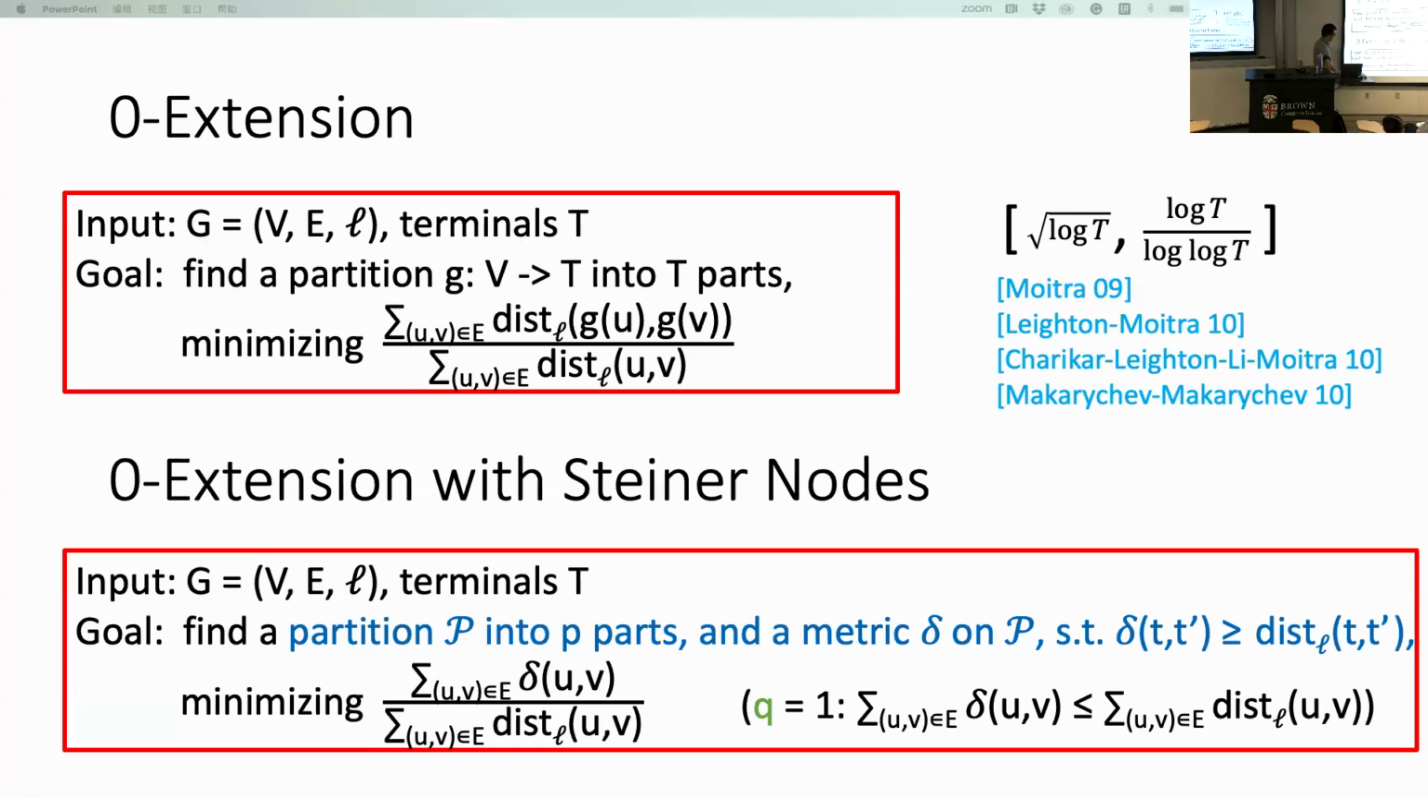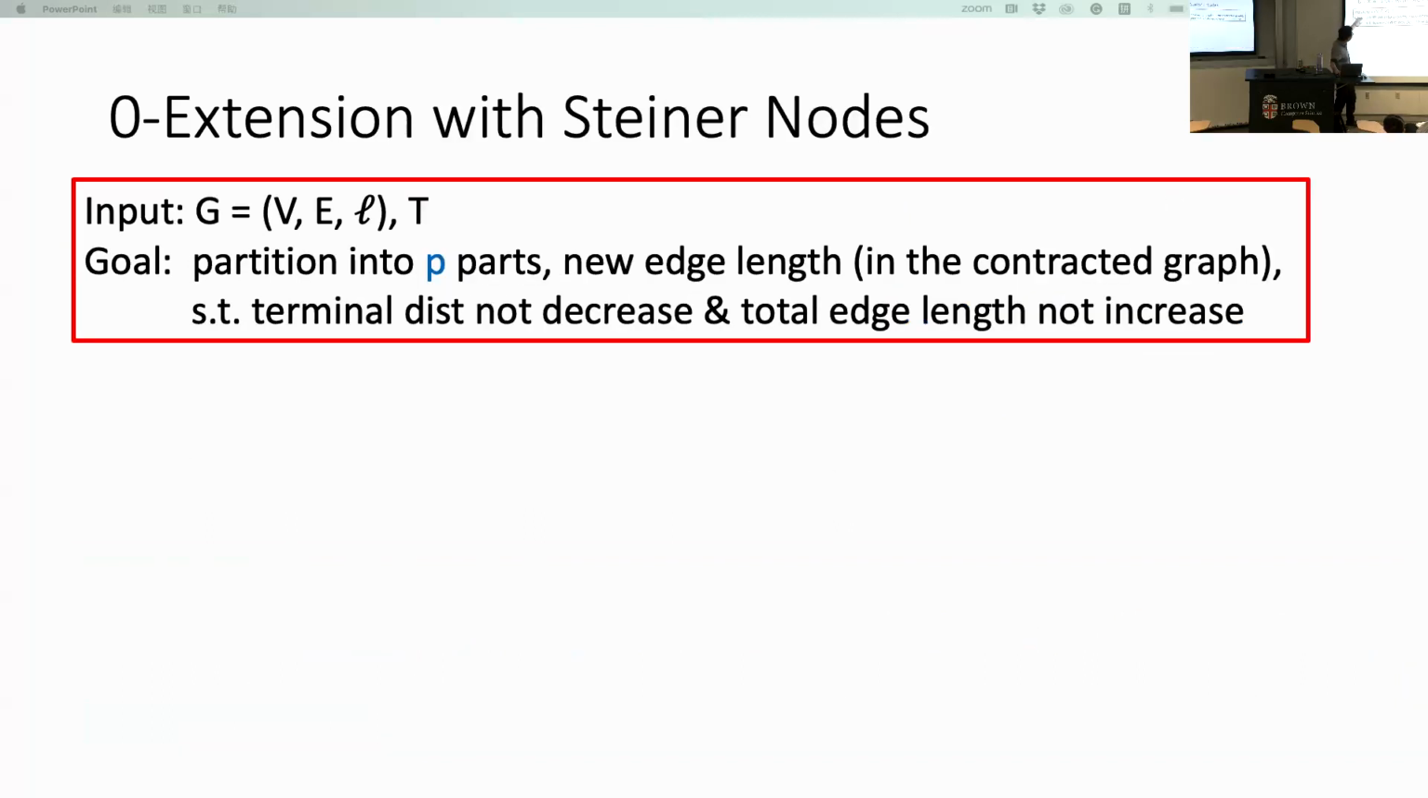From now on, we will only look at this problem, and this is the only goal we want to achieve. If we can achieve this throughout all the reductions up to the front, we'll get a 1+ epsilon flow sparsifier with finite size. So this is the problem. Given a graph with edge weights and a set of terminals, you want to partition the graph into p parts and manipulate the edge lengths such that the terminal distances do not decrease and the total edge length does not increase. So we can forget about everything before this slide now. Let's look at this problem.